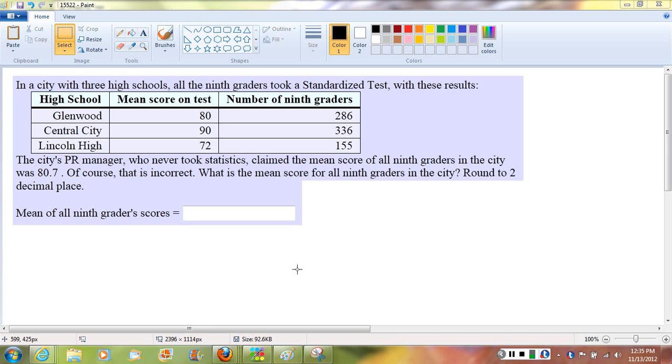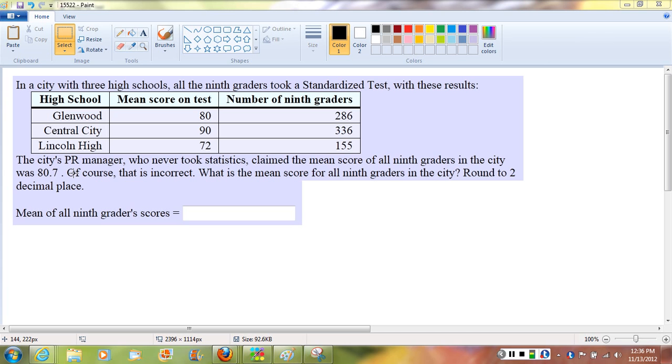We're looking at standardized test scores for a given city. And there's 3 schools in this city, and the mean test score, the average score for students at each school, varies by quite a bit. We can see at Lincoln High the scores were on the lower end at 72 as the average for the students there. At Central High, very high, the average student score was 90. Glenwood a little bit in the middle with the average score of 80.